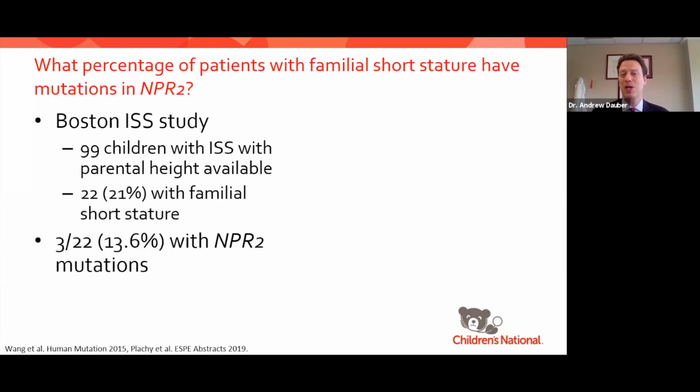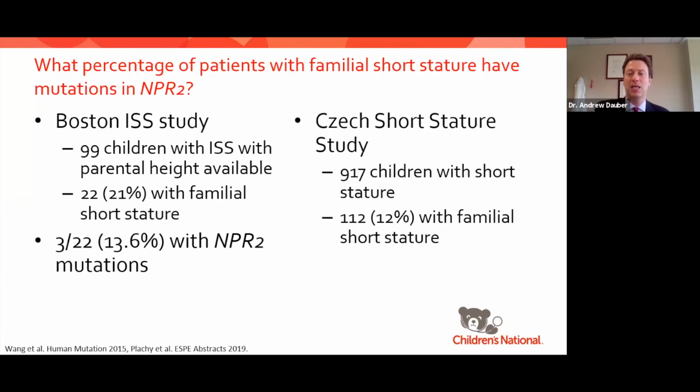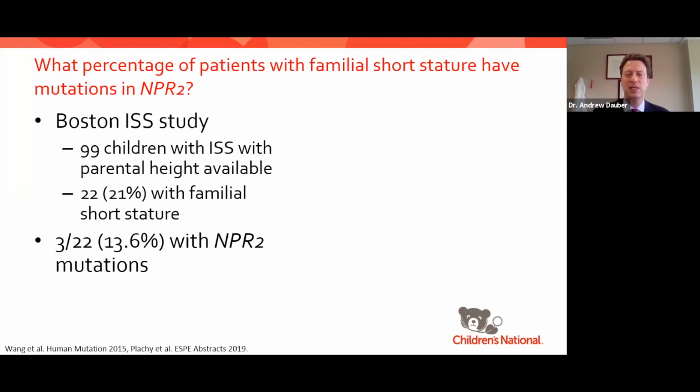Now, these are small numbers, but of those, 3 of them had NPR2 mutations. So 14% of the familial short stature had NPR2 mutations. Interestingly, only one individual out of the ones without familial short stature also had an NPR2 mutation, and that was a de novo mutation, meaning it was a new mutation that neither of their parents had. So it is quite rare to have an NPR2 mutation if you don't have a family history of short stature.